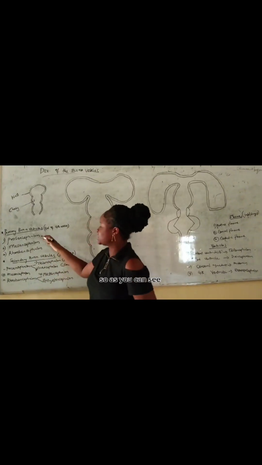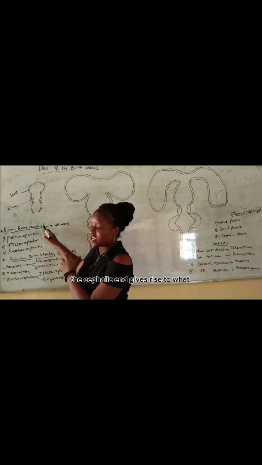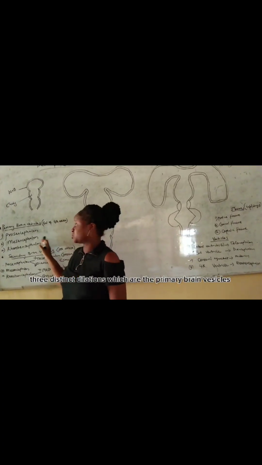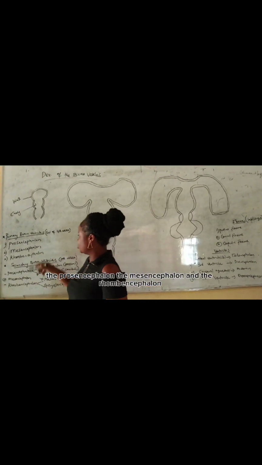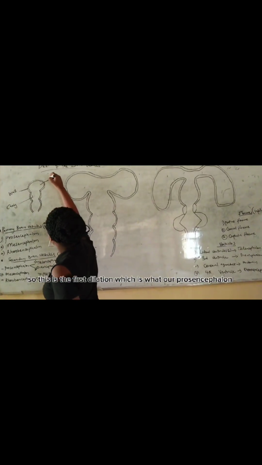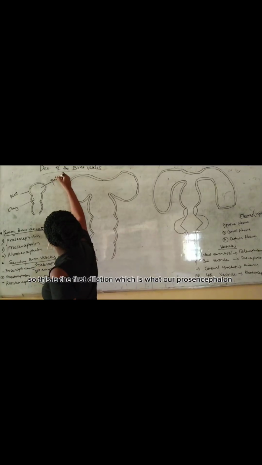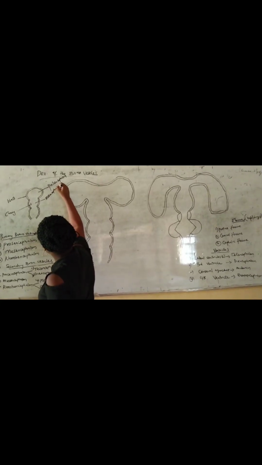So as you can see, it is written here that at the end of the 4th week, the cephalic end gives rise to 3 distinct dilations, which are the primary brain vesicles: the Prosencephalon, the Mesencephalon, and the Rhombencephalon. So I'm going to illustrate it here. This is the first dilation, our Prosencephalon. This is the second dilation, known as our Mesencephalon, and then this is the third dilation, known as our Rhombencephalon.